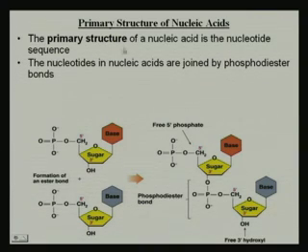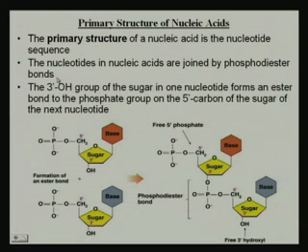The primary structure of the nucleic acid is the nucleotide sequence. The nucleotides in nucleic acids are joined by phosphodiester bonds. The 3' hydroxyl group of the sugar in one nucleotide forms an ester bond to the phosphate group on the 5' carbon of the sugar of the next nucleotide. What does it mean? This is one nucleotide, this is another nucleotide.